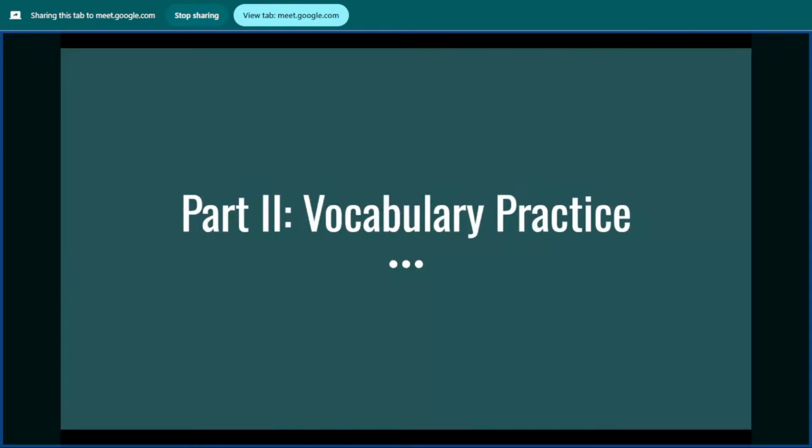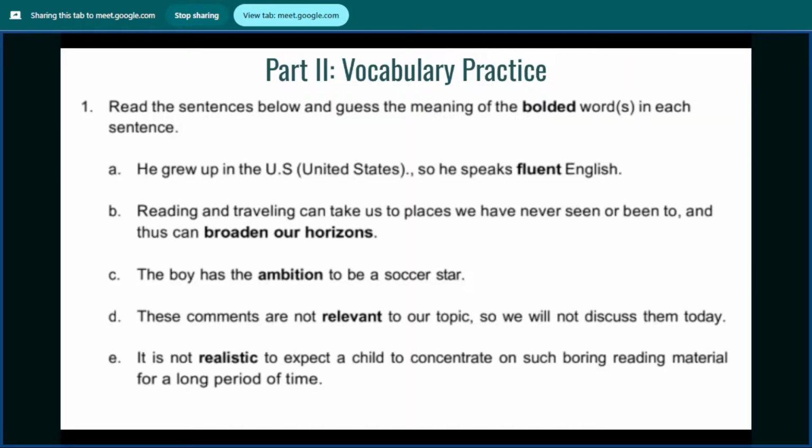Okay. Now, next over here, we have some sentences which you can see on the screen. Some of the words are mentioned in bold. Look at those words and try to guess their meanings.